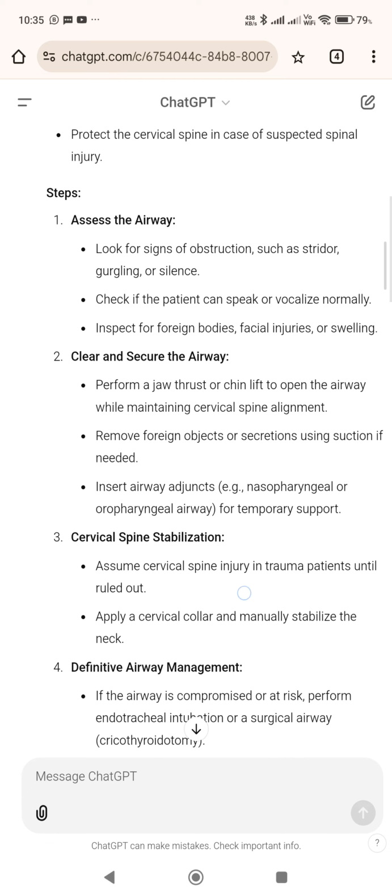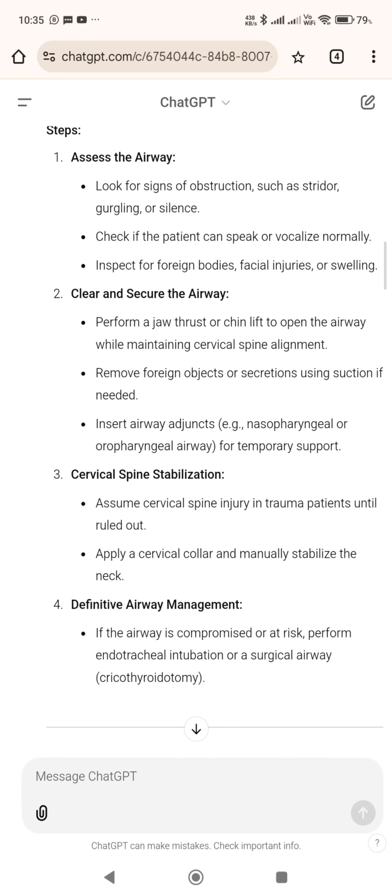2. Clear and secure the airway. Perform a jaw thrust or chin lift to open the airway while maintaining cervical spine alignment. Remove foreign objects or secretions using suction if needed. Insert airway adjuncts, e.g., nasopharyngeal or oropharyngeal airway, for temporary support.